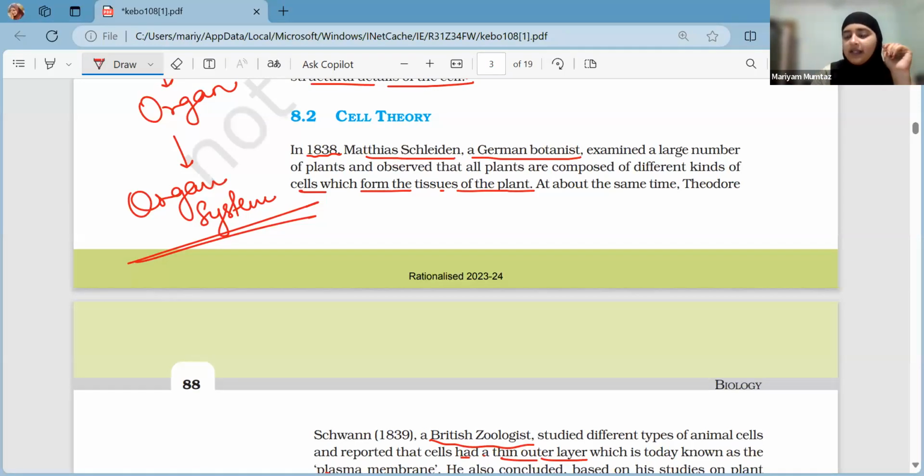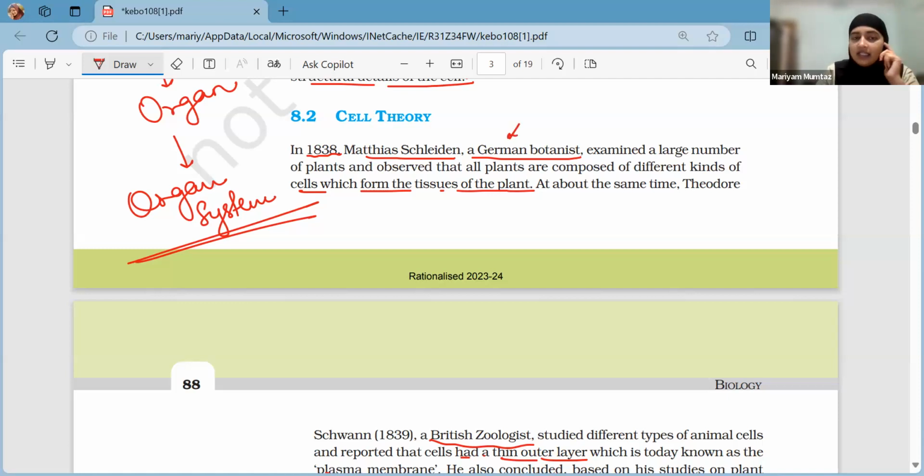Because in assertion-reason, they might give something like Matthias Schleiden, a British botanist, right? Then the whole sentence becomes wrong, isn't it? Because he is in fact a botanist, but he is not British, he is German. So they can twist the sentence like this.